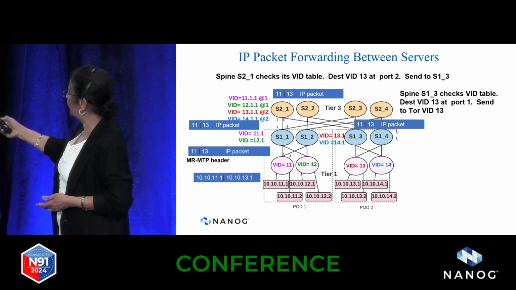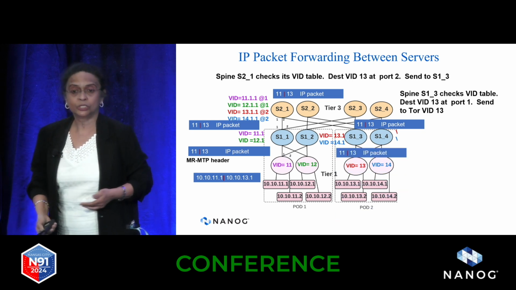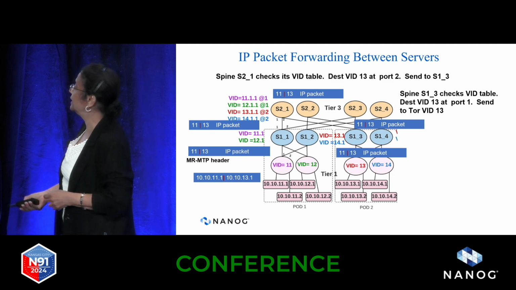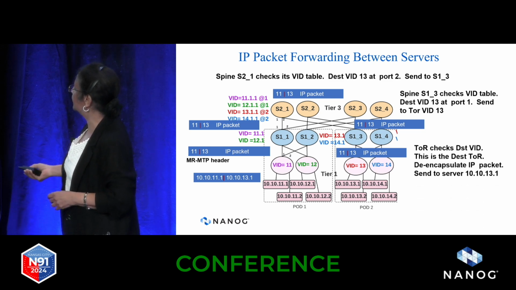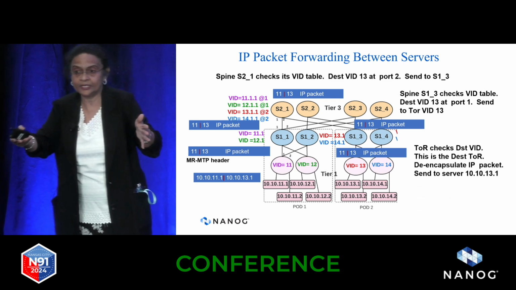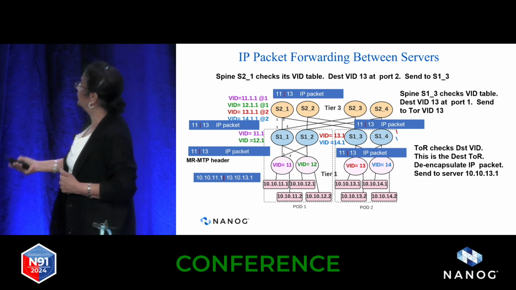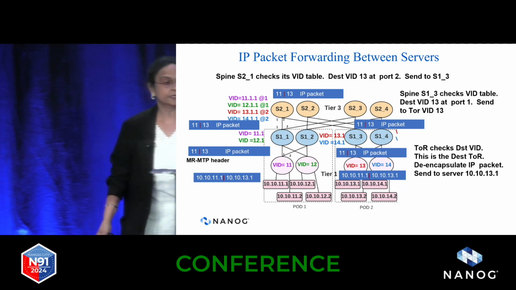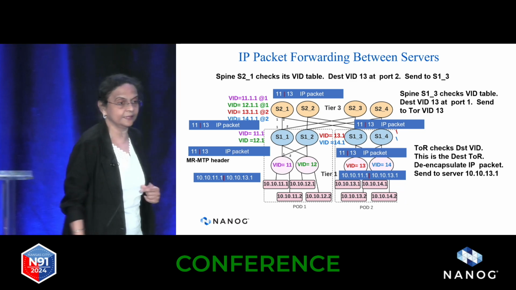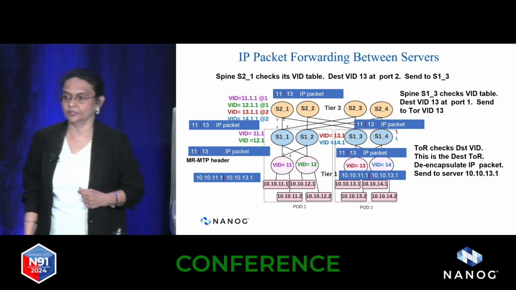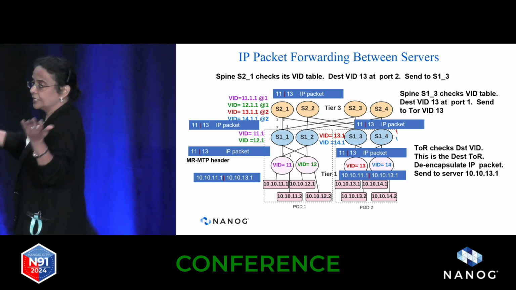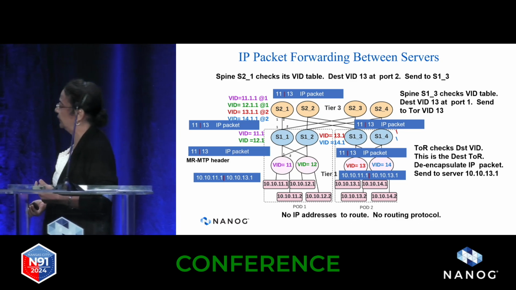So he will then forward it to Tor VID 13, and Tor will look at the destination VID, and he knows that it has reached the destination. He will de-encapsulate, remove the MR-MTP header and deliver the packet to the server. That's it. That is MR-MTP operation for you.